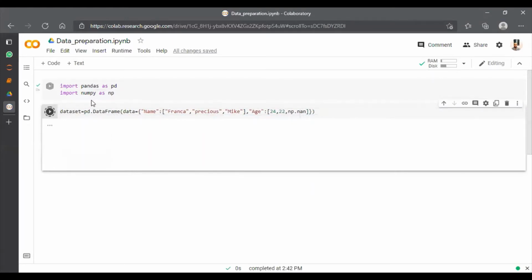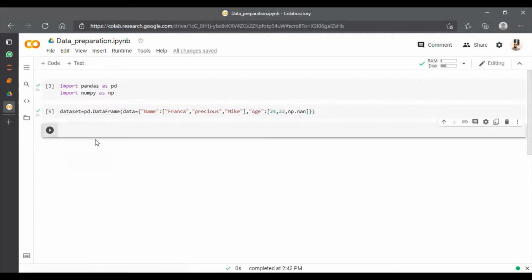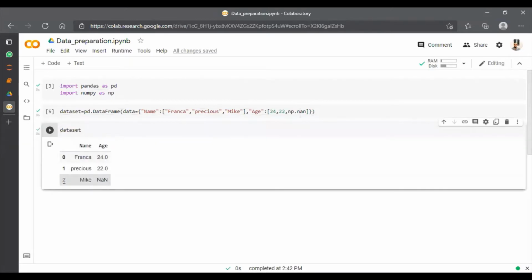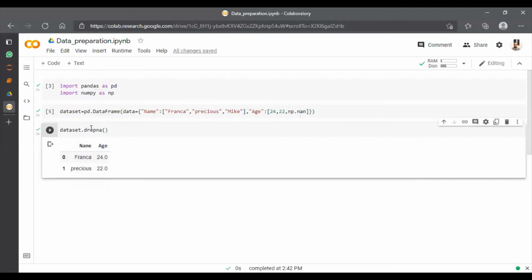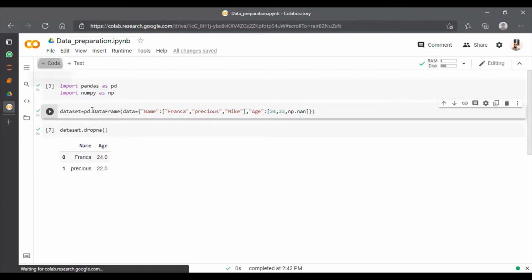One of the data cleaning operations is removing data values with missing data. You understand? So these are the data values with missing data. You might decide to remove them. To remove that, the operation is dropna. We use the dropna operation, dataset.dropna. So it's going to remove those particular data values with missing data.